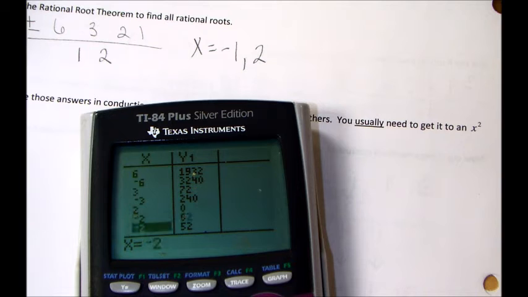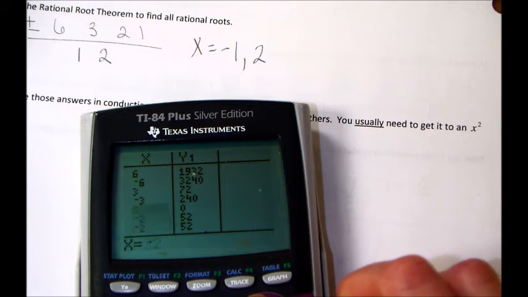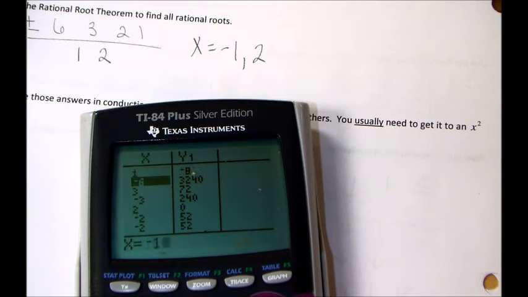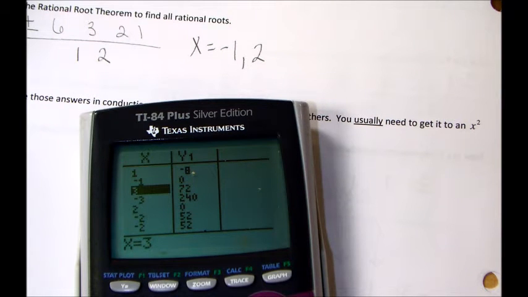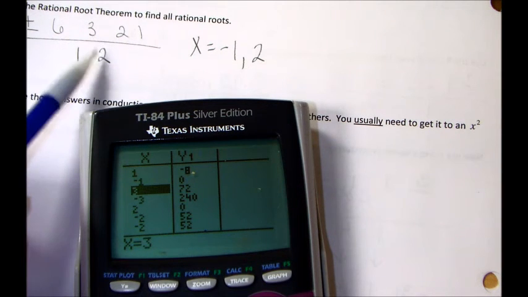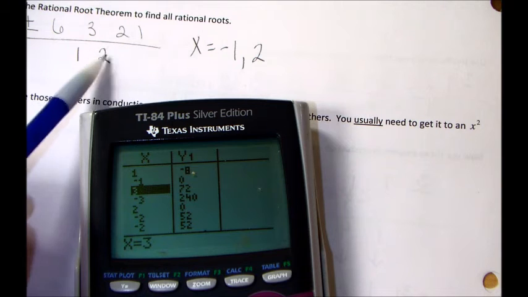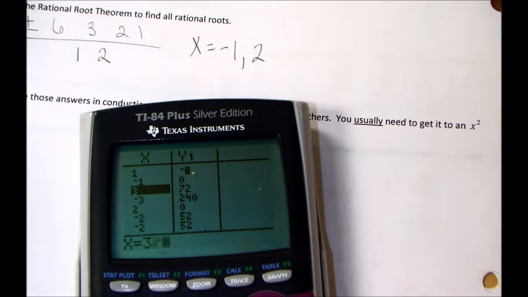Positive and negative 2. We already have positive 2. Okay, positive and negative 1. We already have negative 1. So now I have to test things like 3/2 and 1/2. So I'm going to test 3/2 and negative 3/2 and 1/2 and negative 1/2.